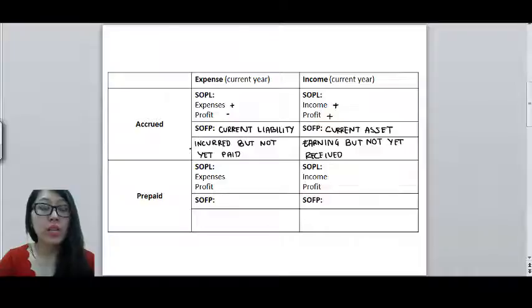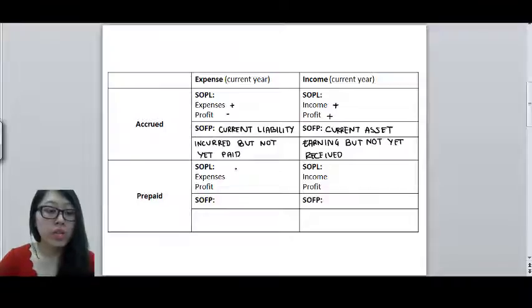Okay, moving on to the next one. Let's talk about prepayments. Prepayments is where you have to pay in advance. Accrued is something where you pay later on. That's a simple way to remember it. A prepaid expense: I am supposed to be paying $500 worth of rent next month, for example, but I already paid for that this month.